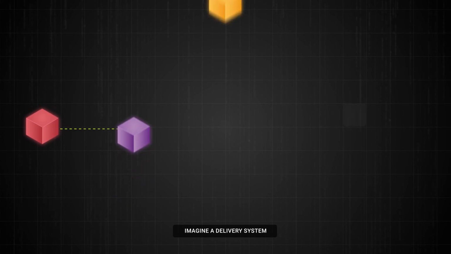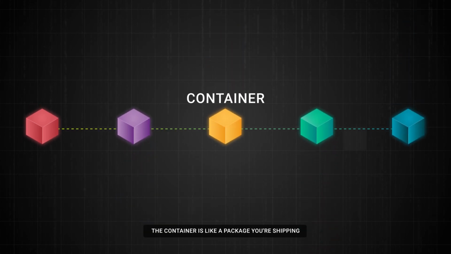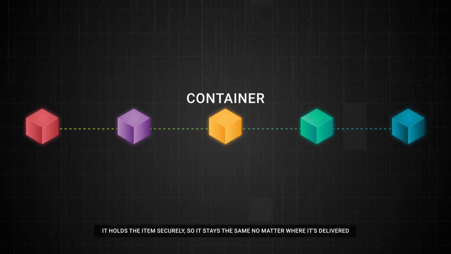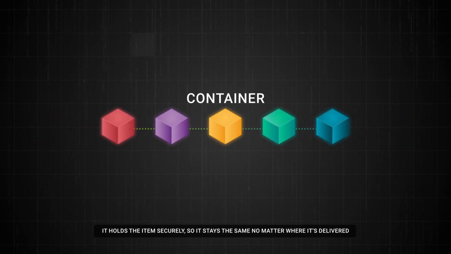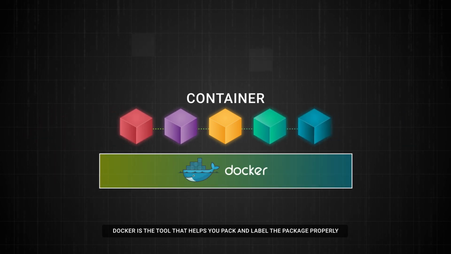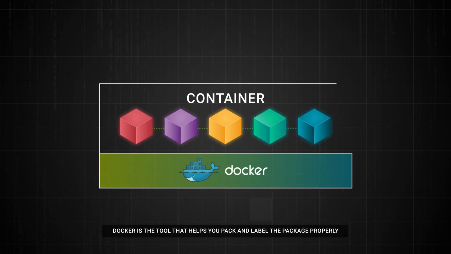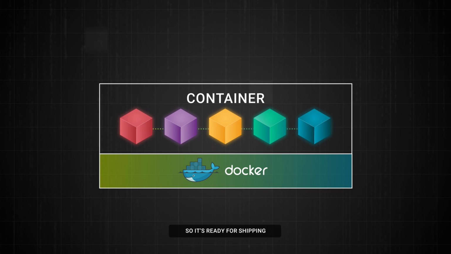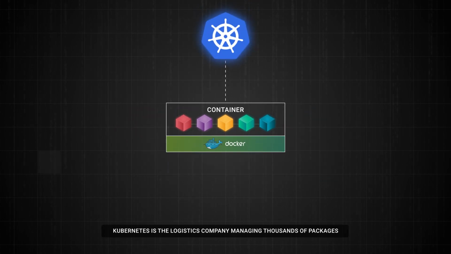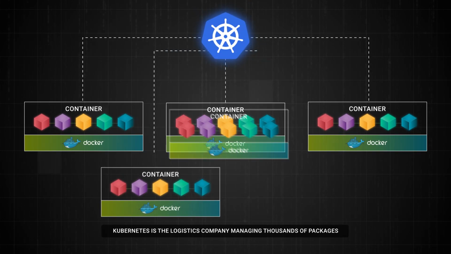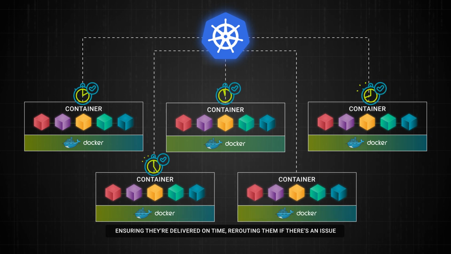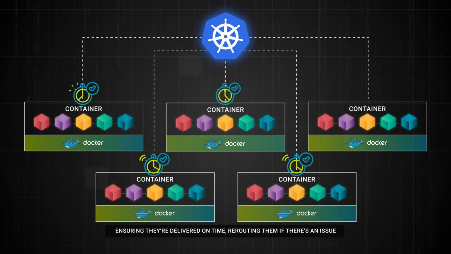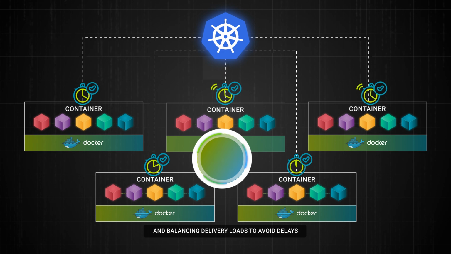Let's use another simple example. Imagine a delivery system. The container is like a package you're shipping. It holds the item securely, so it stays the same no matter where it's delivered. Docker is the tool that helps you pack and label the package properly, so it's ready for shipping. Kubernetes is the logistics company managing thousands of packages, ensuring they're delivered on time, rerouting them if there's an issue, and balancing delivery loads to avoid delays.